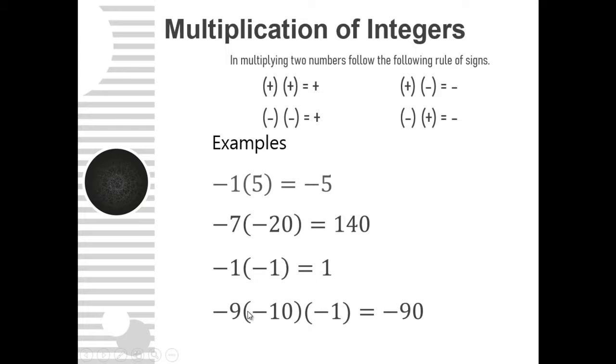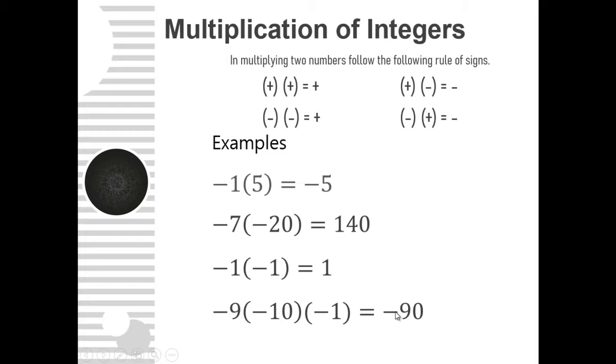And then, what if three numbers? I said earlier with emphasis that the rule is applicable for two numbers only. When there are three, you multiply them one at a time, class. Negative 9 times negative 10, isn't it positive 90, right? So positive 90 times negative 1, different sign again, so the answer is negative.